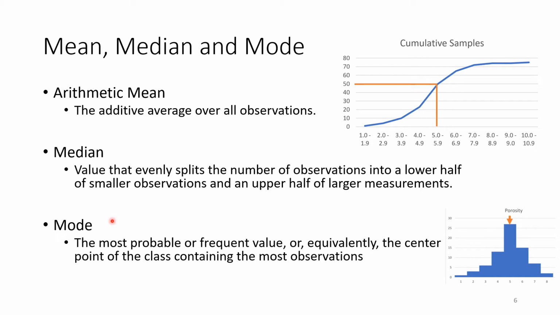The mode is the most probable or most frequent value. Means you have your distribution, it gives you, well, okay, most of the samples fall in the category between 5 and 6%, right? So this would be here. You see that's my strongest slope. Most of the samples have that value. That I would call the mode.